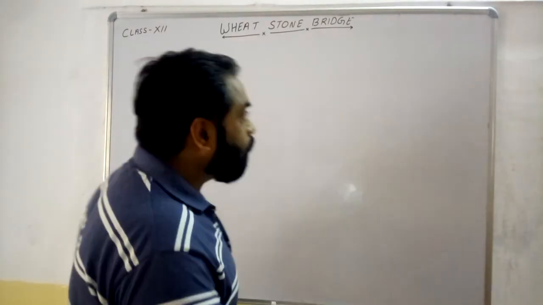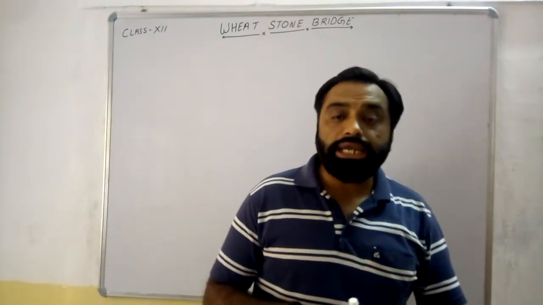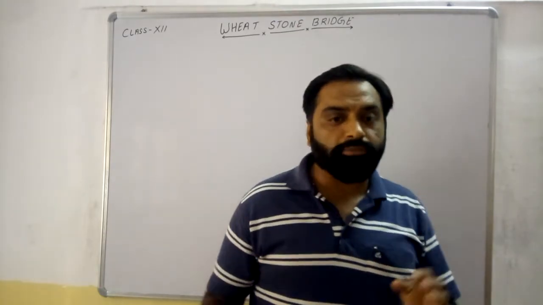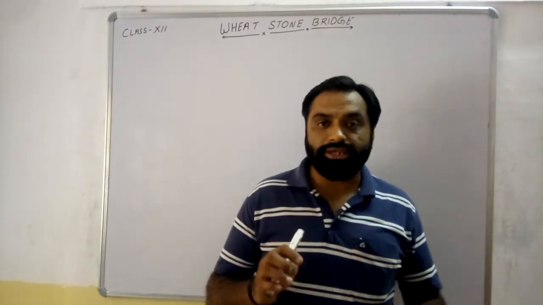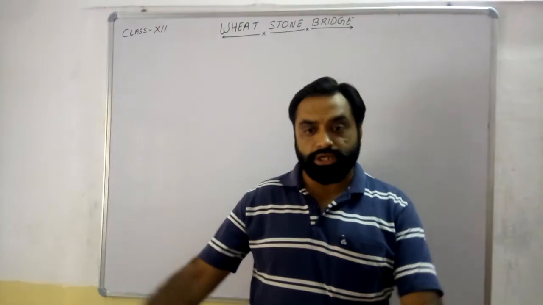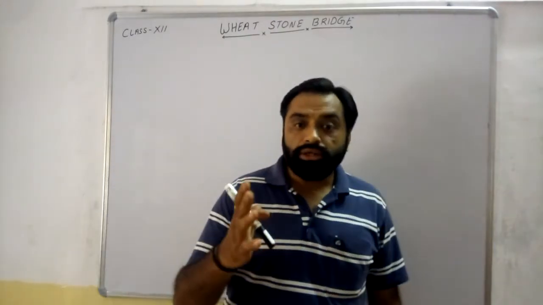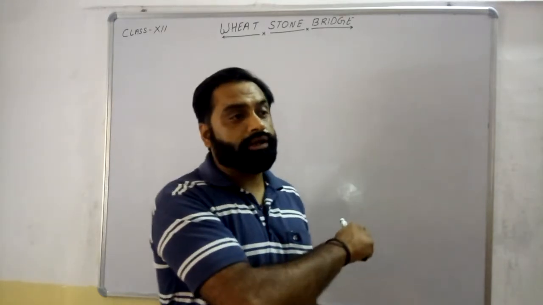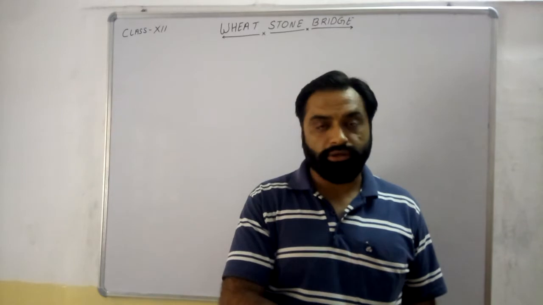Now, what is the definition? Wheatstone bridge is an arrangement of four resistances. How many? Four resistances. It is an arrangement of four resistances used to determine one of these resistances quickly and accurately. I repeat, quickly and accurately.